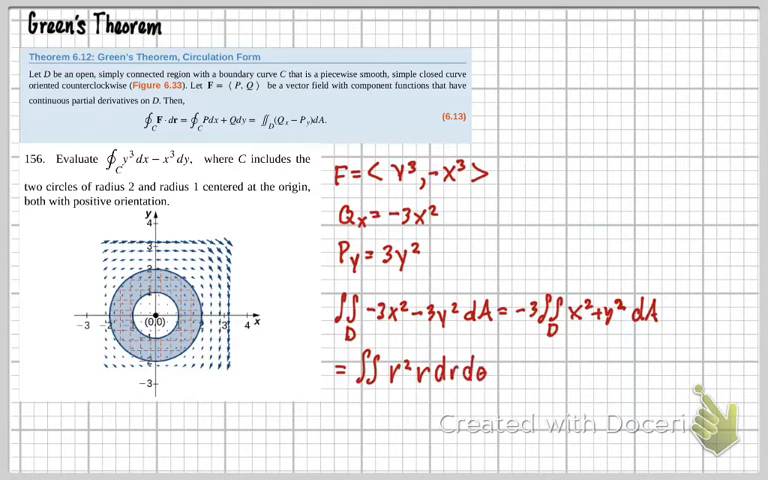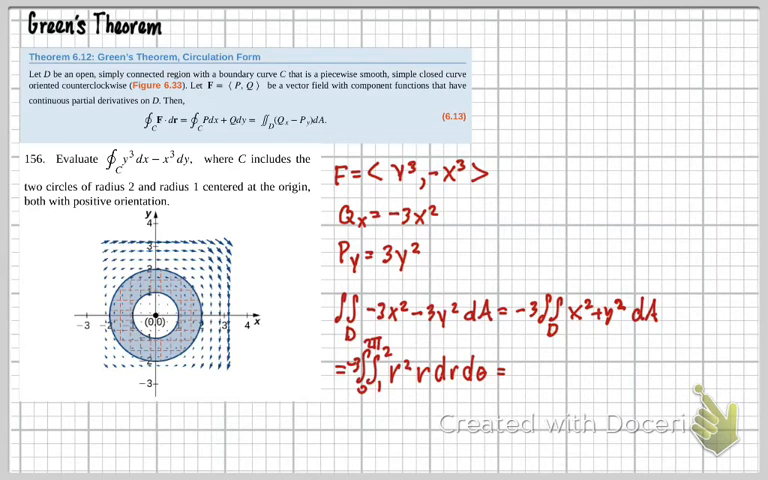So let's talk about r now. R is going to run from 1 to 2. It can't be less than 1, so my r is going to be from 1 to 2. And my theta is going to go all the way around, so it's going to be 0 to 2 pi. So there's our setup. Very nice, easy setup for this one. And don't forget my -3. I almost did.